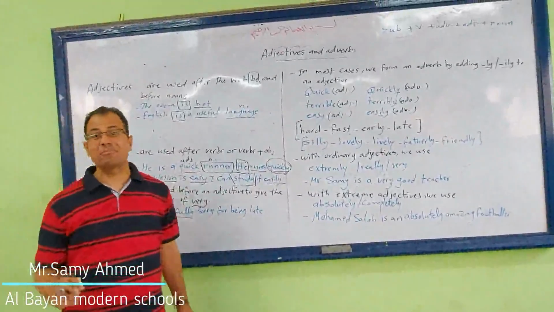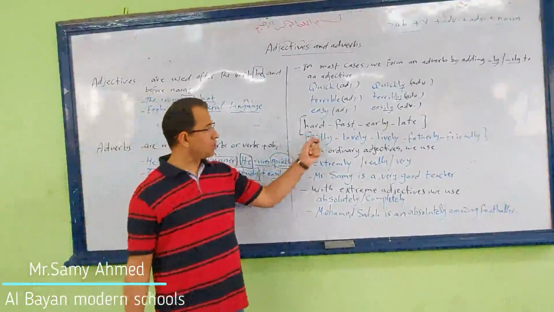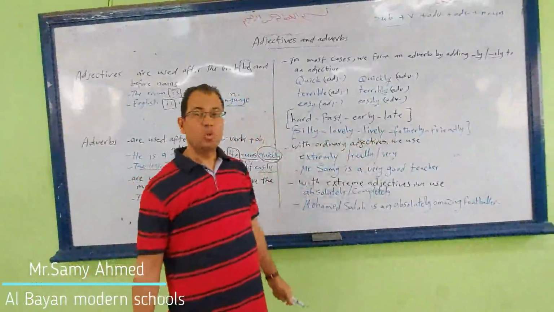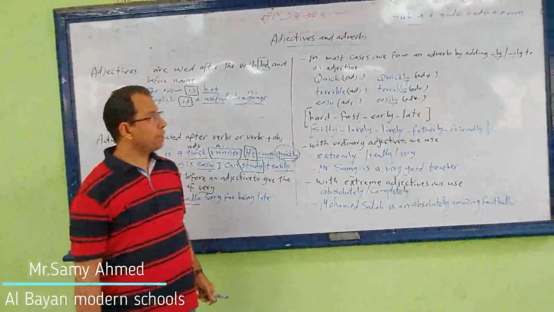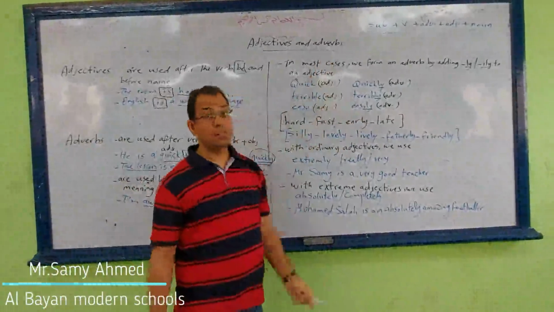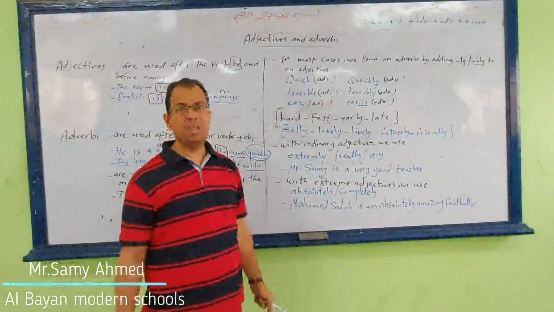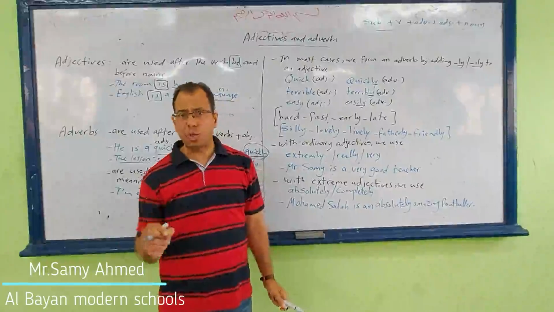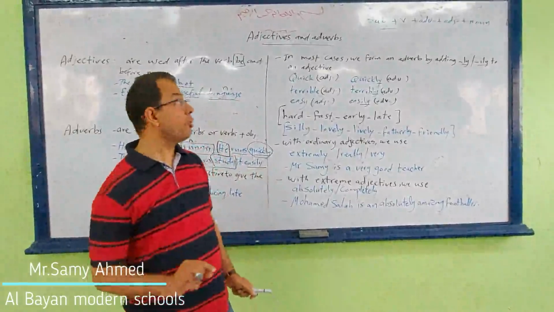But we have some irregular words. Some of them are the words hard, fast, early, late. We cannot add ly to these words. Why? Because the ly or ily of the adverb does not change the meaning. When I say quick, quickly, it's the same meaning, but with a different usage. As I told you, quick describes nouns, quickly describes actions, activities, verbs.